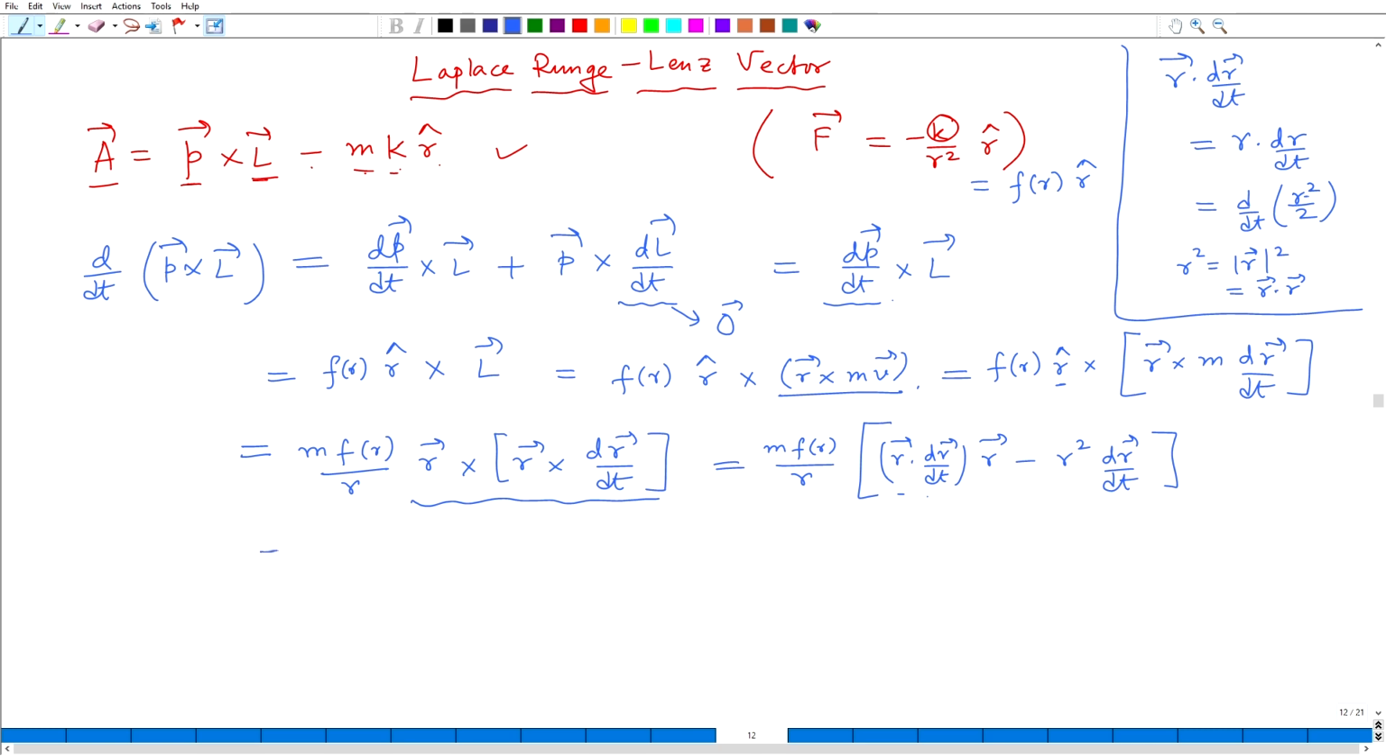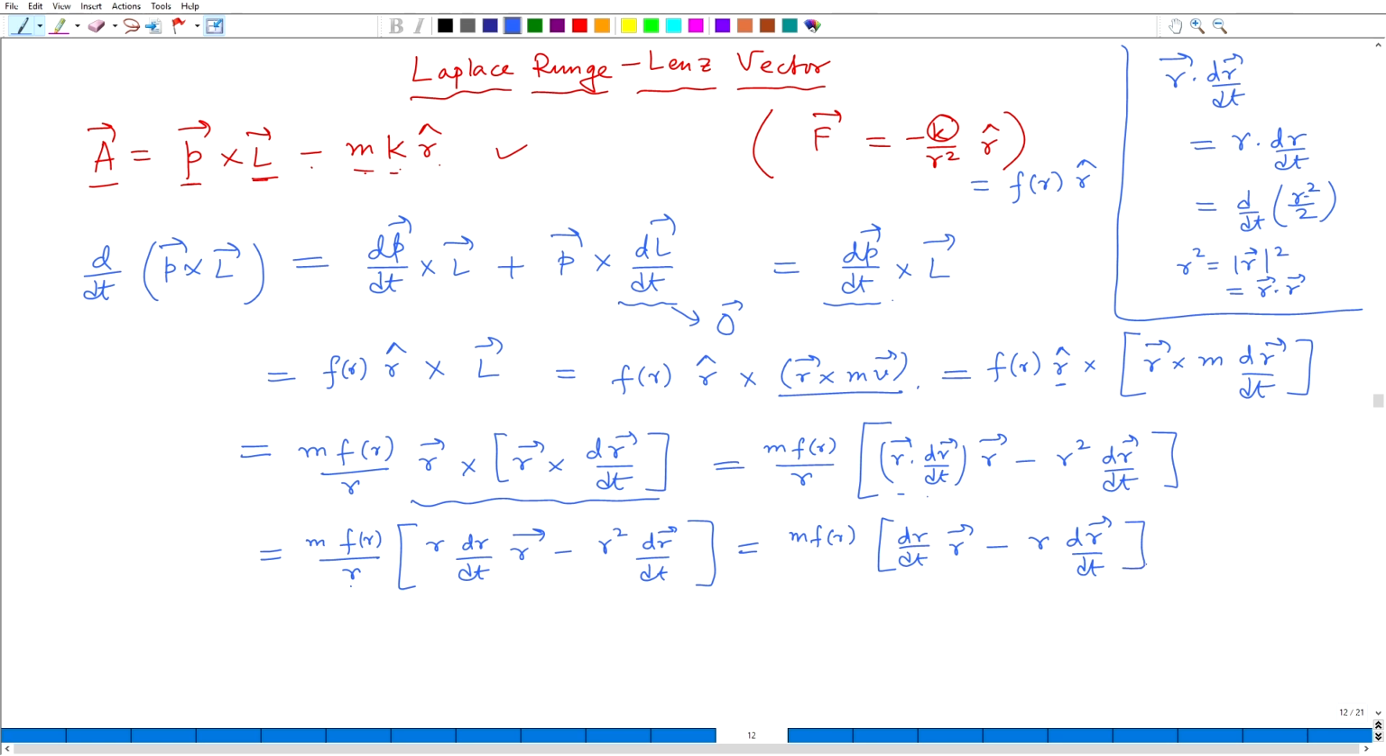I can then write this as equal to m f(r)/r times dr/dt r vector minus r squared dr vector/dt. I have this thing, and then I have m f(r), I take this r inside, and I will have dr/dt r vector minus r dr vector/dt.